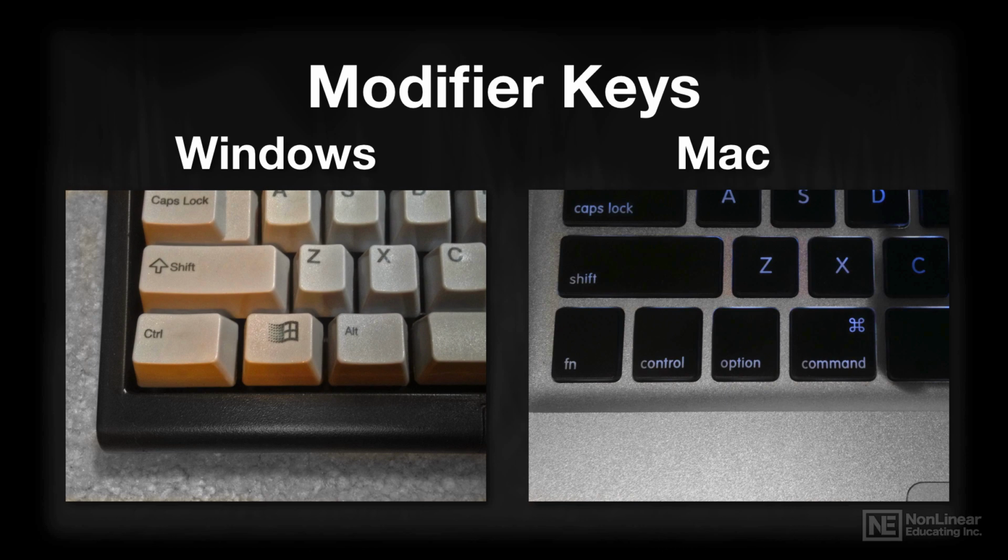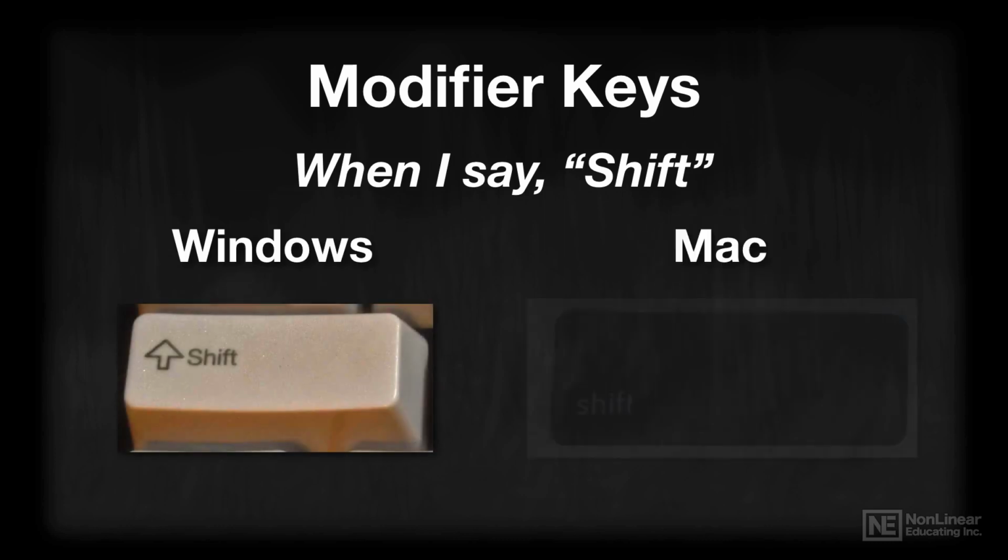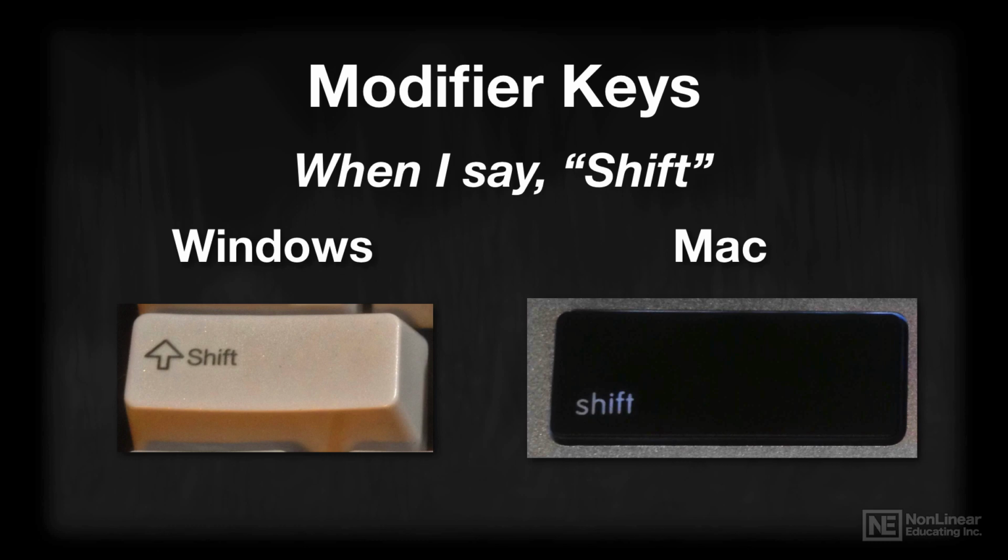So throughout this course, you're going to hear me use the Windows key command first, followed by the Mac key command. So if you're a Windows user, listen for the first modifier key that I call out. If you're a Mac user, listen to the second key that I call out. For example, if you hear me say Shift, then it doesn't matter whether you're on a Windows machine or on a Macintosh, because the Shift key is identical. So there aren't any differences between those two different platforms.